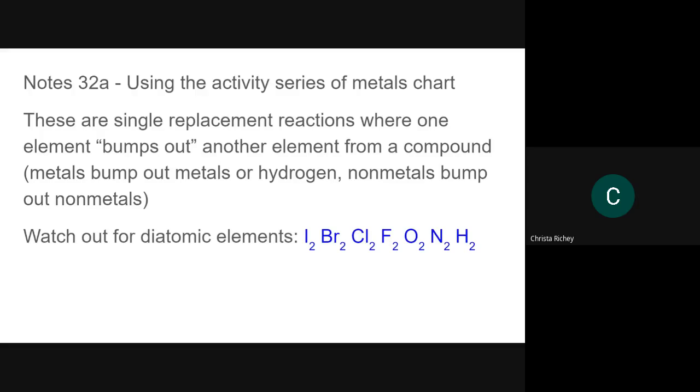You either have a metal kicking out another metal, or you have a non-metal kicking out another non-metal. You have to look at the thing that's by itself on the left and then compare it. If the thing by itself on the left is a non-metal, then you need to look at the non-metal in the compound, and you're going to compare them either if they're metal and hydrogen on the larger chart, or if they're a non-metal, the iodine, bromine, chlorine, fluorine, where they're located on the periodic table.